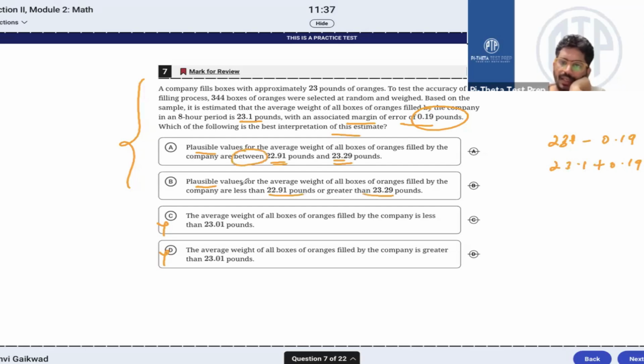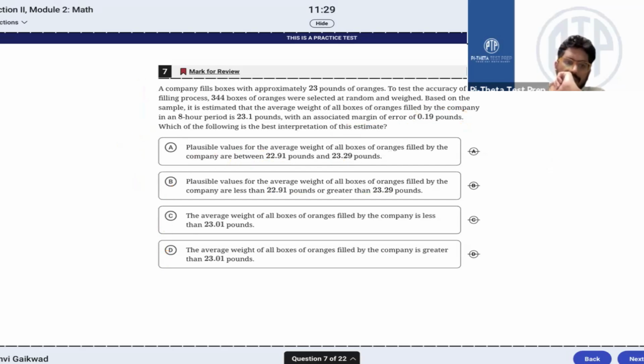Are less than or greater than. This is not the right option. Correct. So they're asking for the best interpretation of the estimate. So that will be between this, correct? So that is your option number A. Go slowly, you will 100% understand this type of question.